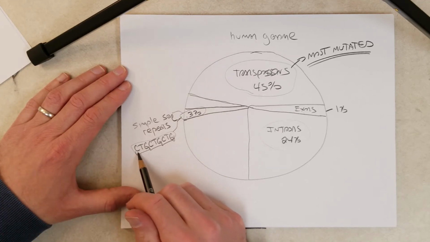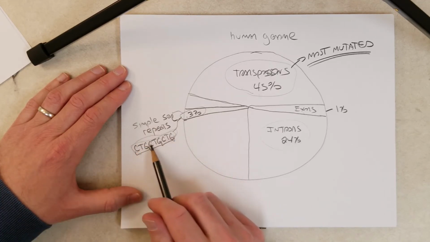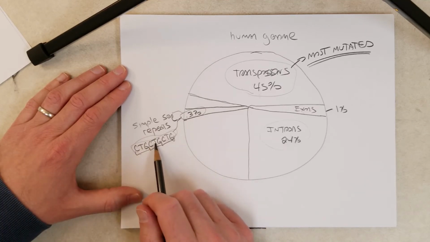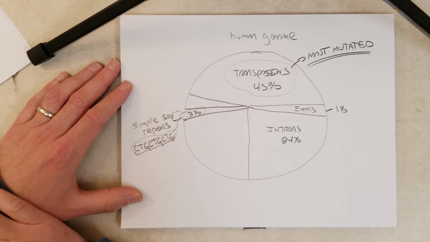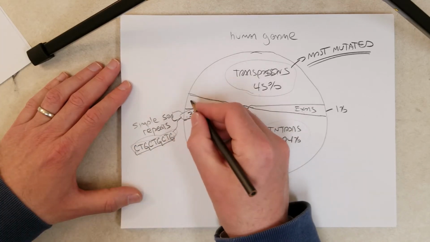So if they're not in genes, what are they doing there, and are they important? We don't really know if they're important, if they're forming structural roles, or maybe they're junk, maybe they're not useful. We don't know yet.